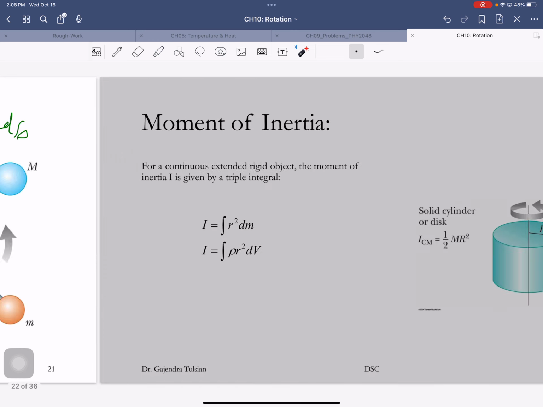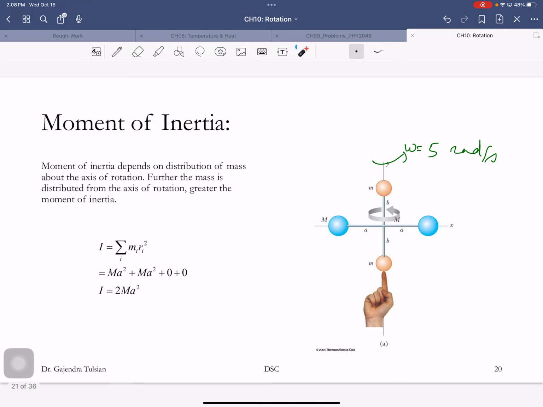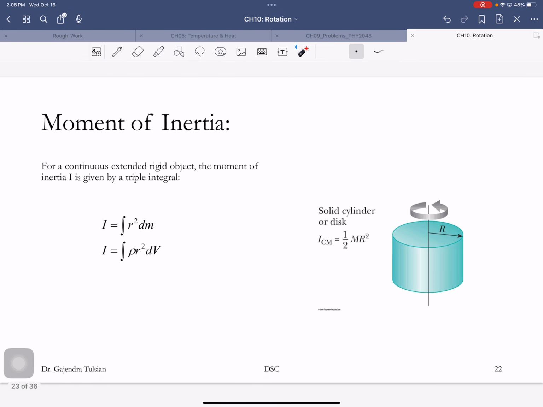So here is the formula for the moment of inertia. The formula for the moment of inertia for a discrete mass distribution is this. Okay, so we will generalize this for a continuous distribution. We'll replace the mass by dm. So r squared dm, and then you integrate.